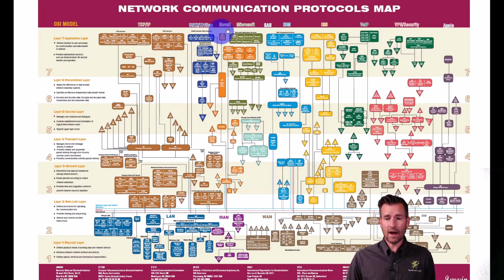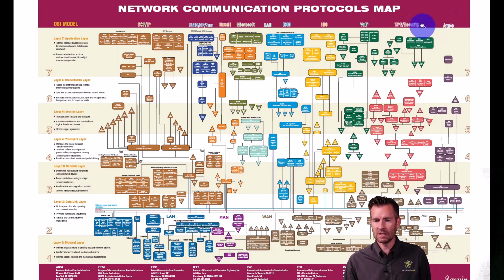So we're back on our network communication protocol map. Across the top here, we see our protocol suites. We've got TCP/IP, Unix, HP, Sun, Novell, Microsoft, SAM, IBM, ISO, Voice over IP, VPN/security, Apple. So these are the different protocol suites that we have.